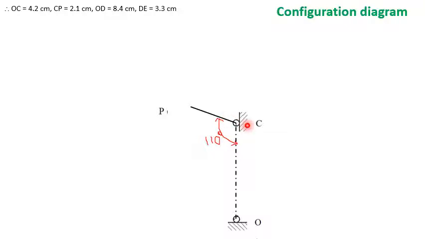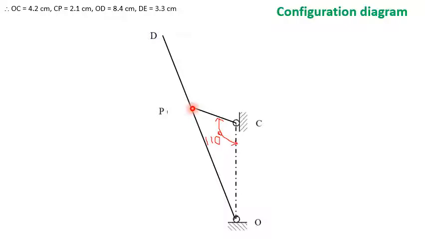So in the third step we have to draw the slotted lever OD whose length is 8.4 centimeter. So while drawing this line, be careful. This line should pass through the point P. Then only we are going to obtain the oscillatory motion with respect to point O. So this length OD is 8.4 centimeter. Okay, from this point O, draw a line. This line should pass through the point P. So this is the third step.